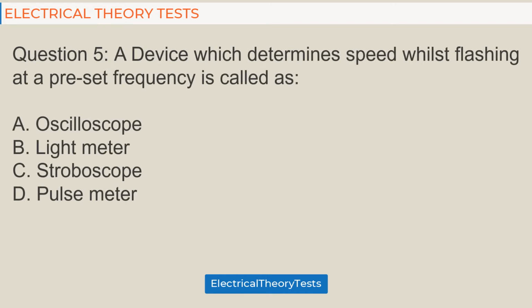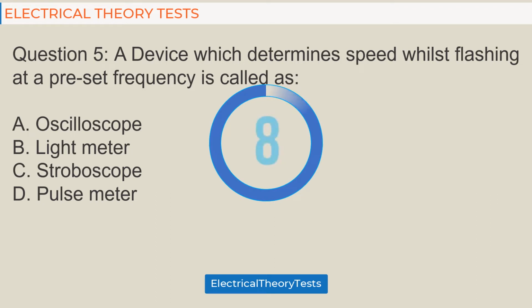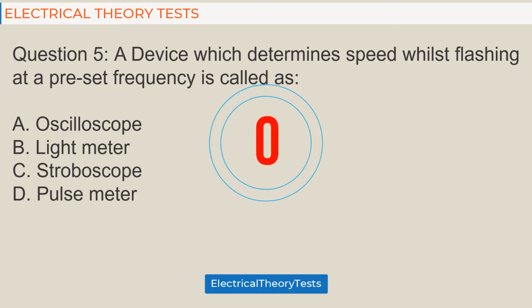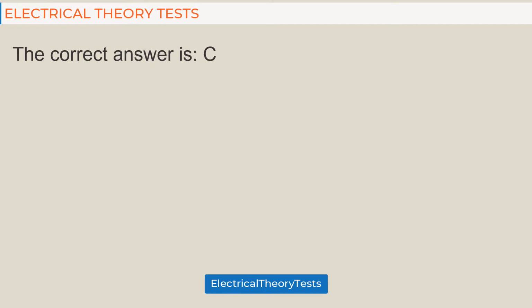Question 5. A device which determines speed whilst flashing at a preset frequency is called as A. Oscilloscope. B. Light meter. C. Stroboscope. D. Pulse meter. The correct answer is C.